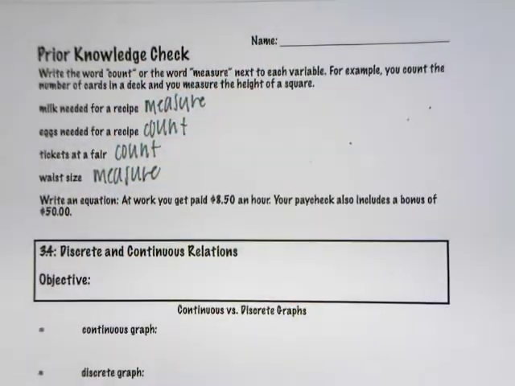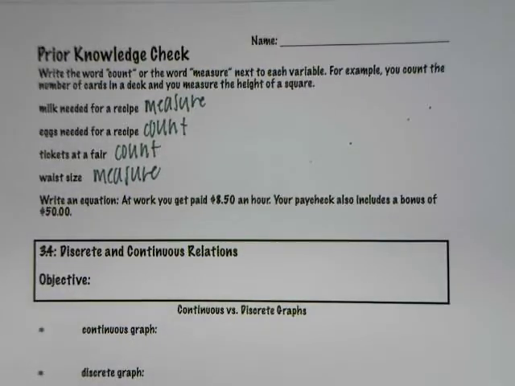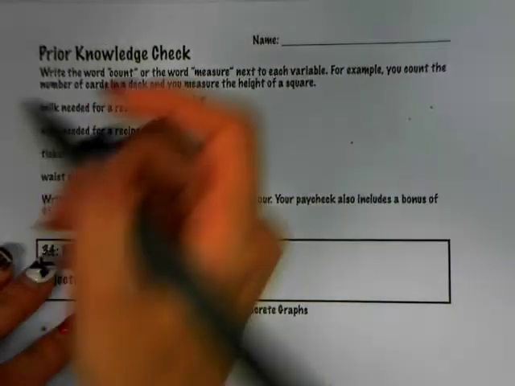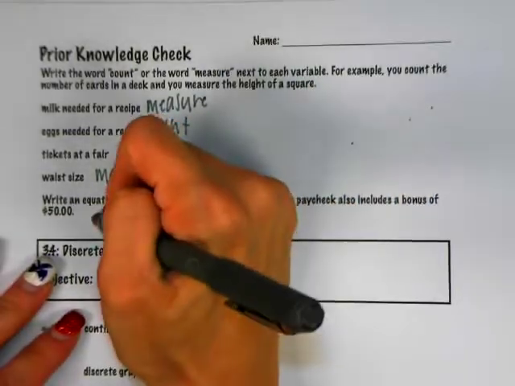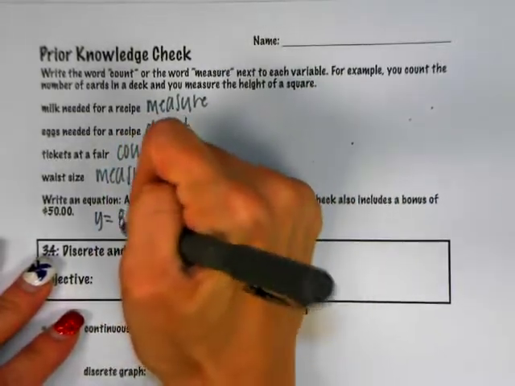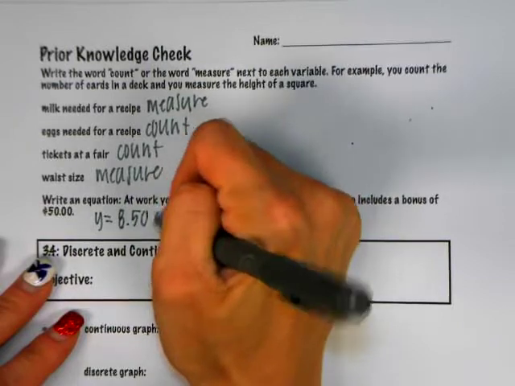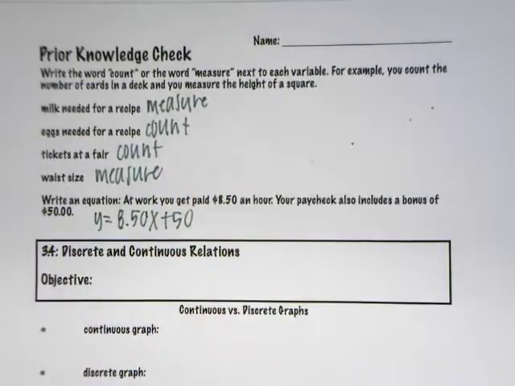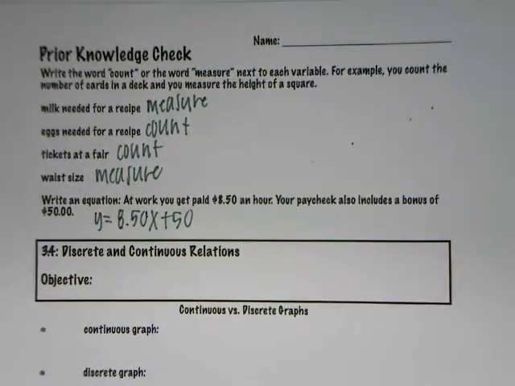All right, write an equation. At work, you get paid $8.50 an hour. Your paycheck also includes a bonus of $50. So you can pick whatever two variables you want. I'm just going to use X and Y just to keep it simple, but whatever two variables you want. So what would it be if I use X and Y? Y equals 8.5x plus 50. Yep. Good?